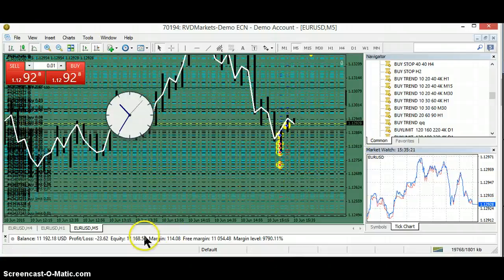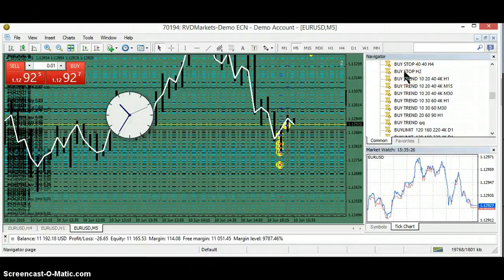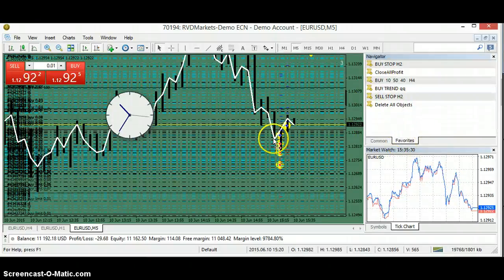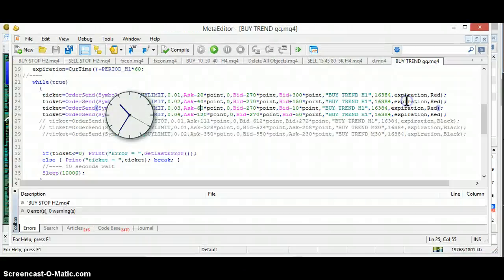Started with 10,000 in here, but I've been around the block because when I first started, I just wanted to see if the whole thing would even run for me. So here's my scalp entry that I showed you. This is what this looks like.